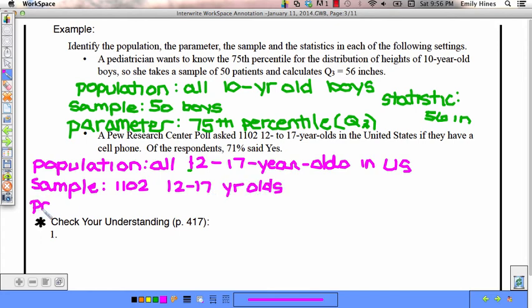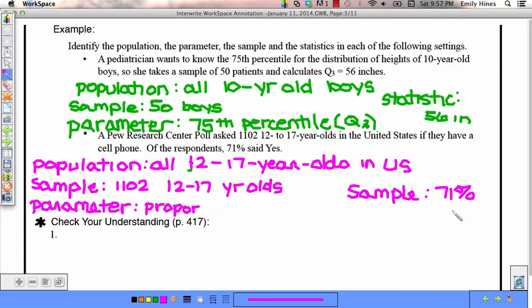Our parameter is what she's interested in knowing. And in this case, because her sample tells us that of the respondents 71% said yes, it looks like the parameter she's interested in knowing is the proportion who own a cell phone. We don't usually talk about percent, so really 0.71 is a better way to represent that. We deal with proportions, so it's the proportion who have a cell phone.